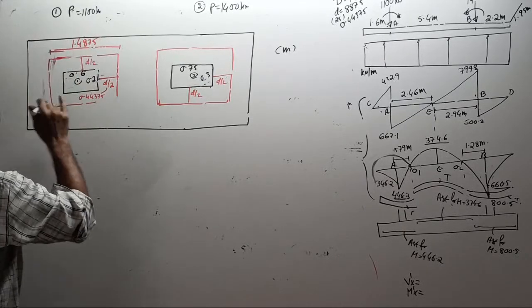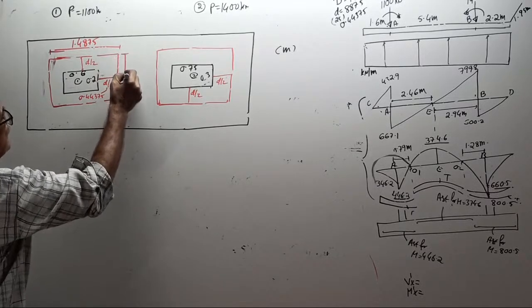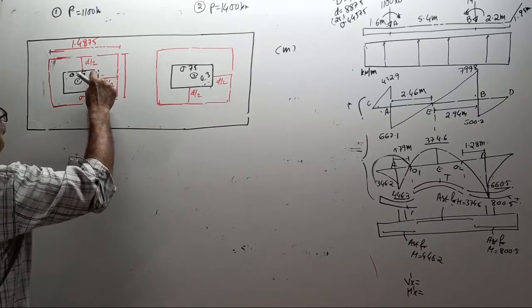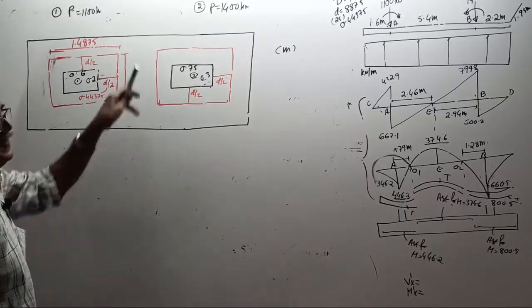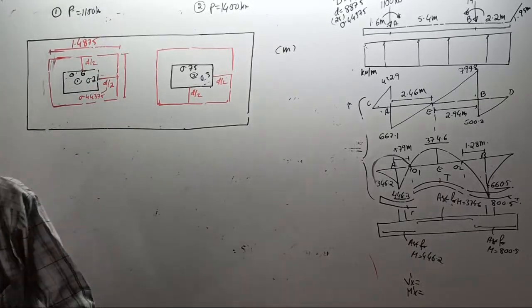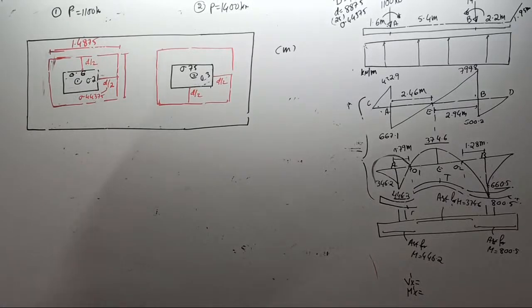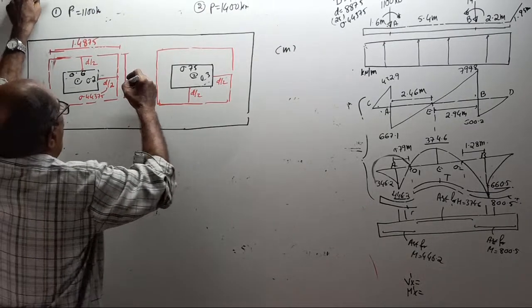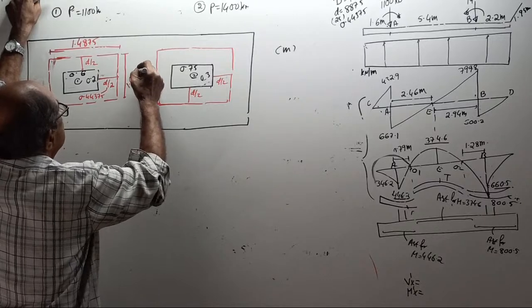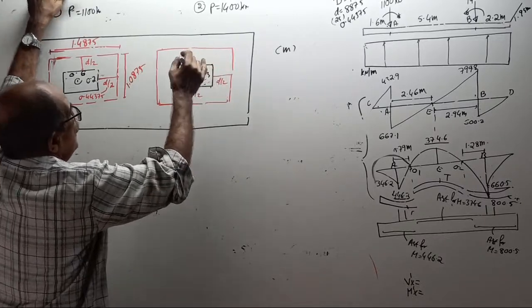1.4875 meter. Tell me this distance. 0.2 plus 0.44375 into 2. That's it. 1.0875. Sorry, anything wrong? 1.0875. Thank you. 1.0875 meter.